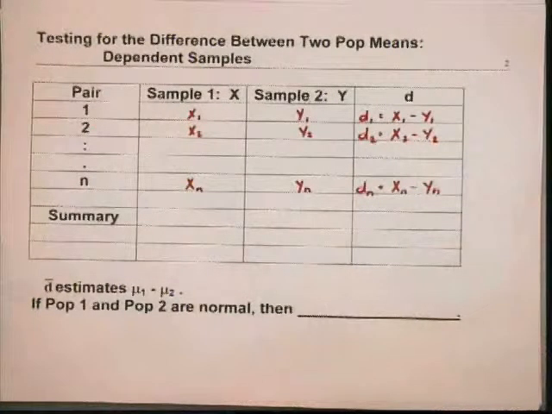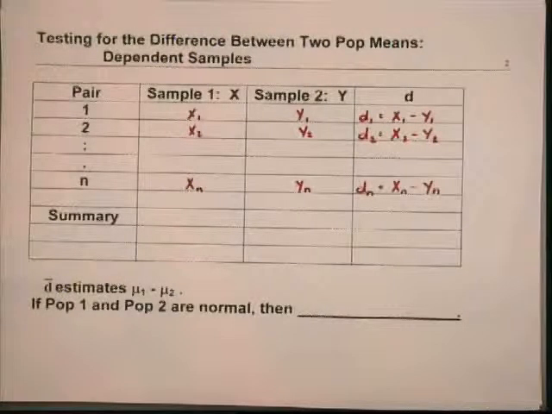Now, it doesn't matter whether you take x minus y, or y minus x. Whatever you do, be consistent and do that for everybody. So if you're always taking the difference of sample 1 minus sample 2, just make sure you do that for all the differences. Don't take the absolute value of the differences. The differences are what they are. Okay?